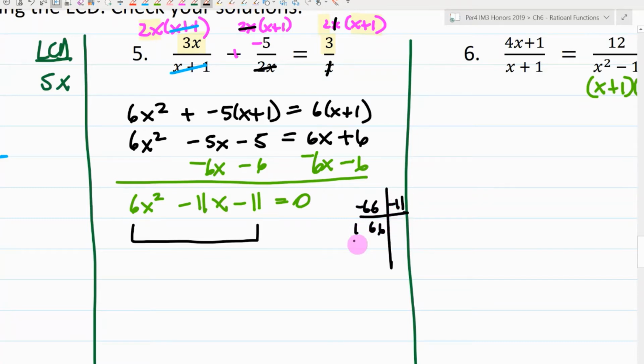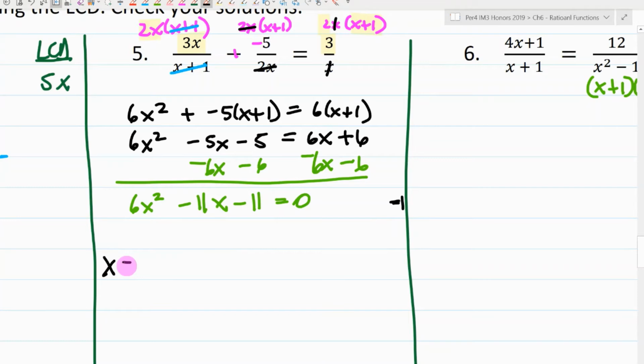So 1 times 66, 2 times 33, 3 times 22. 4 does not go into that. 5 does not go into that. 6 times 11 gives us 5. 7 doesn't go and 8 doesn't go. There aren't any numbers. So in this case, we would have to use the quadratic formula.